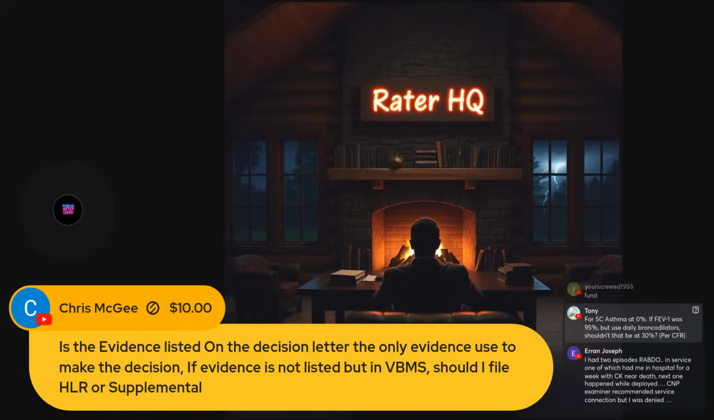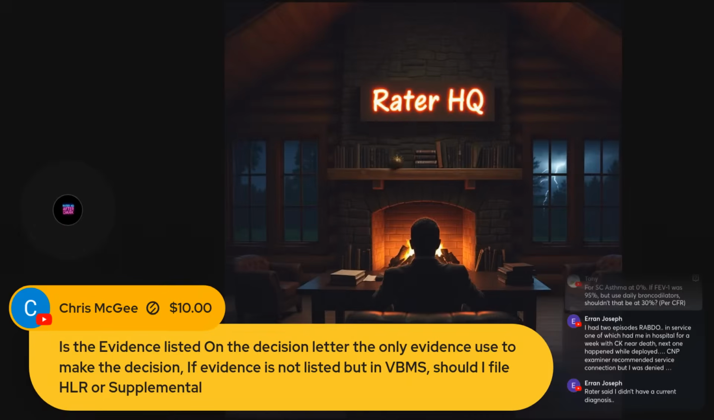Chris McGee asks: is there evidence listed on the decision letter, or only evidence used to make the decision? Is the evidence listed on the decision letter the only evidence used? Sometimes, no. There's no obligation to list every single piece of evidence used in a short form narrative. In a long form narrative, yes, you have to list it. If evidence is not listed but is in VBMS, should I file a higher level review?